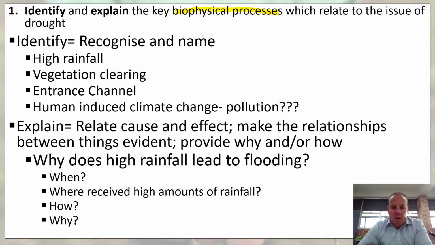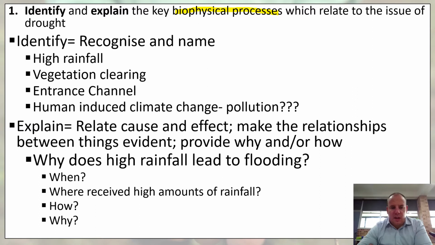So stuff like high rainfall obviously is atmosphere, vegetation clearing due to humans, obviously that's going to be biosphere. The entrance channel that you can use, obviously that's going to be hydrosphere as well as lithosphere. Human-induced climate change, atmosphere, hydrosphere, all of those things. So when we talk about identify, you've got to tell me those biophysical processes, and then obviously explain how they affected and led on to flooding.